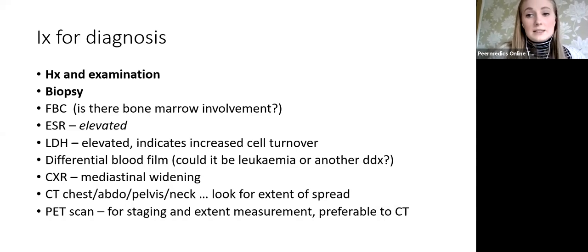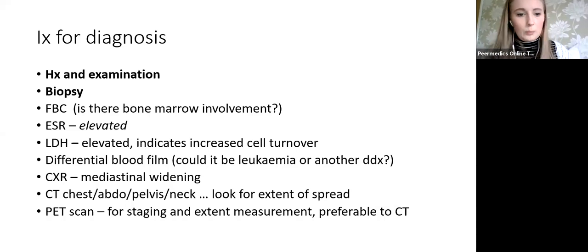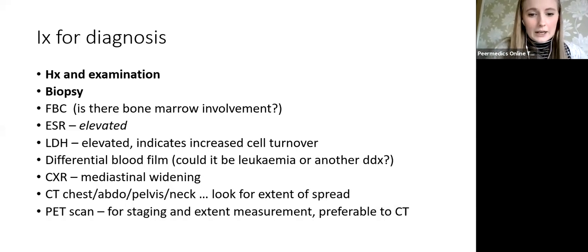Chest x-ray, look for mediastinal widening. We've got a picture of that on the next slide. And then these next two, your CT of the whole body or PET scans, you're doing that to see the extent of it, because obviously you're not going to be able to feel lymphadenopathy if it's internal, but you'll see it on a scan. And also for staging purposes, generally we prefer PET scan, it's just a little bit more accurate and easy to see.